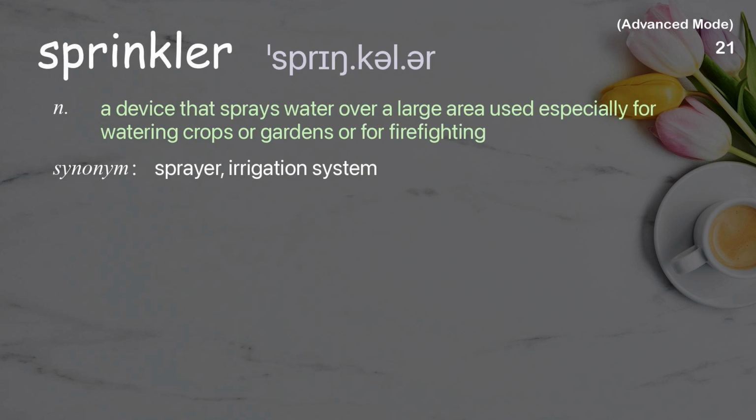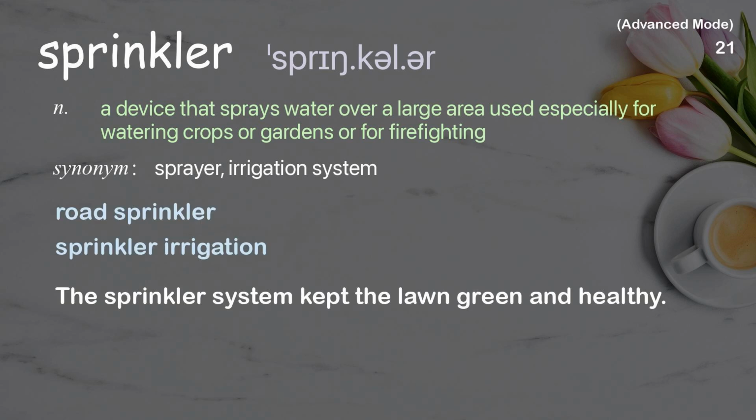Sprinkler. A device that sprays water over a large area used especially for watering crops or gardens or for firefighting. Examples: Road sprinkler. Sprinkler irrigation. The sprinkler system kept the lawn green and healthy.